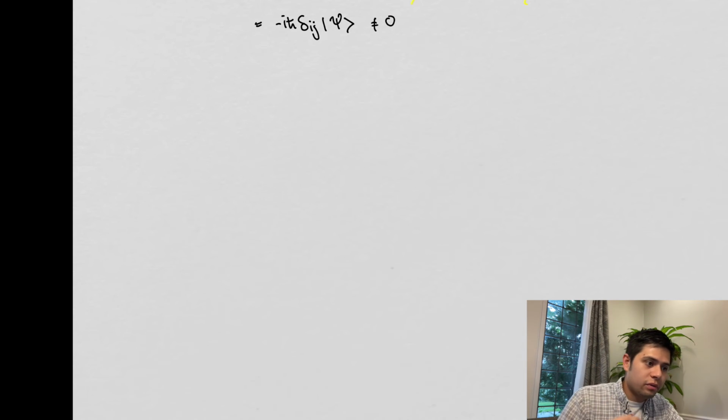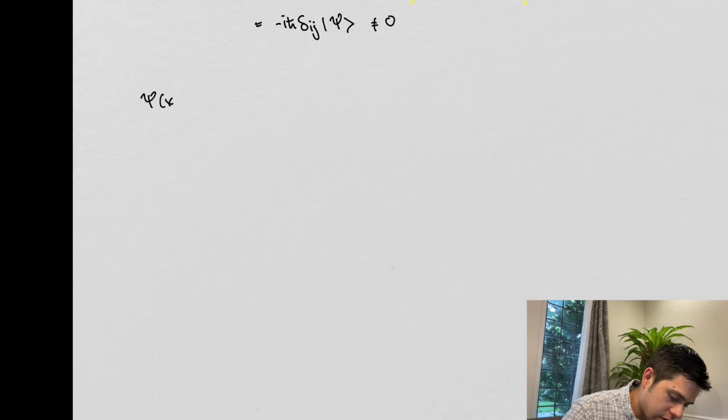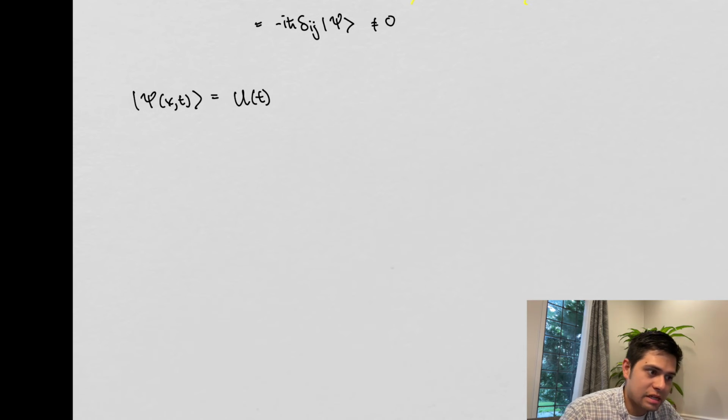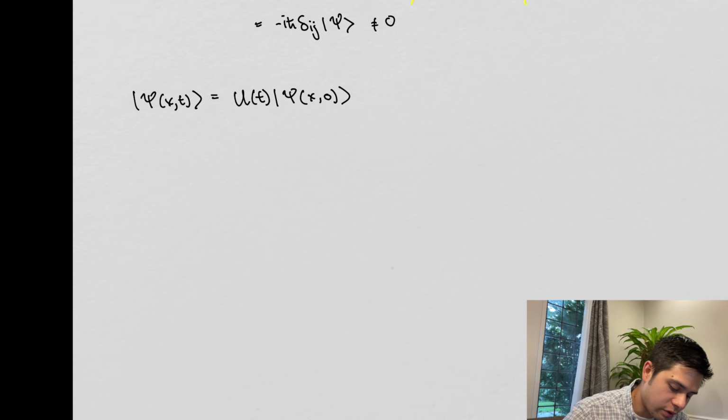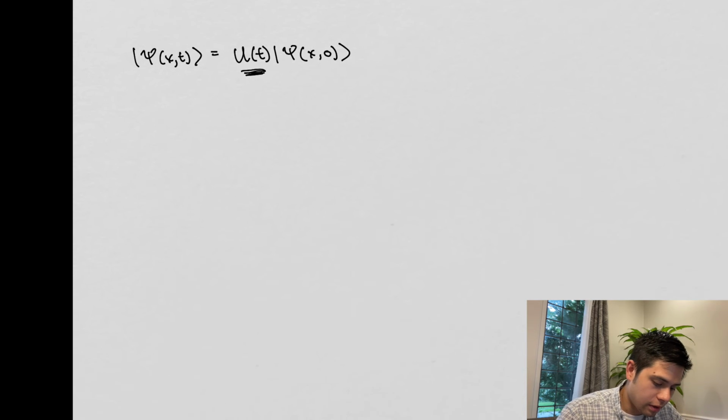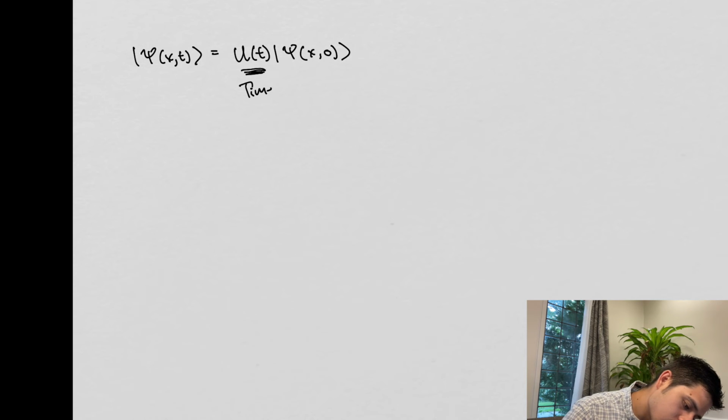So what we want to do now is consider that these states can evolve in time. So these states are functions of position and time. But we can rewrite them as things that don't rely on time, but are operated on by some time evolution operator. That's what we're calling this U. This is a time evolution operator.